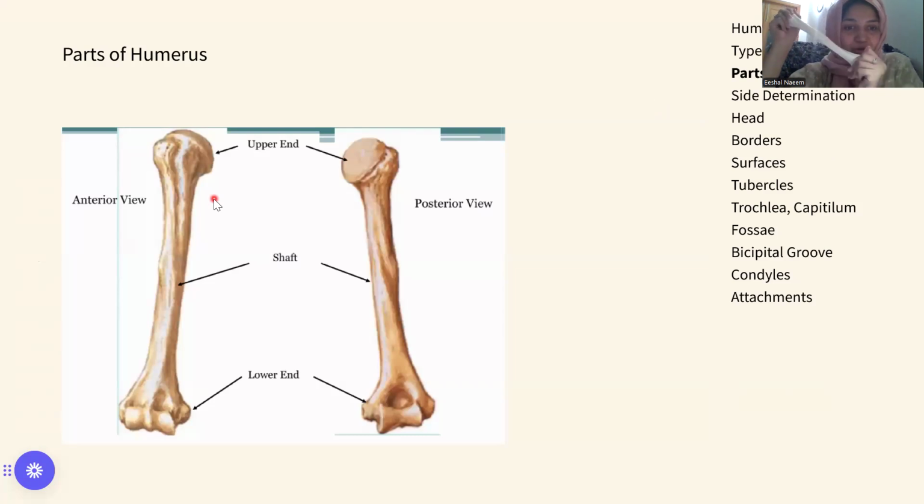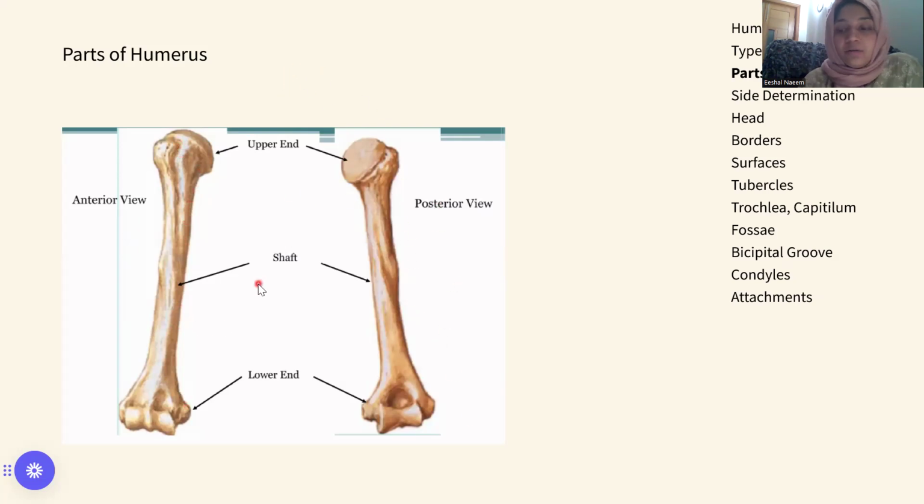There's an upper end, there's a lower end, and there's a shaft. So whenever we say that something is a long bone, we know that it has a shaft, and the shaft expands at the proximal and distal ends to form the upper end proximally, and then here it's forming 2 condyles and then epicondyles and then ridges that we will study later. Okay, so this is the lower end and this is the upper end. This is the anterior view, this is the posterior view.